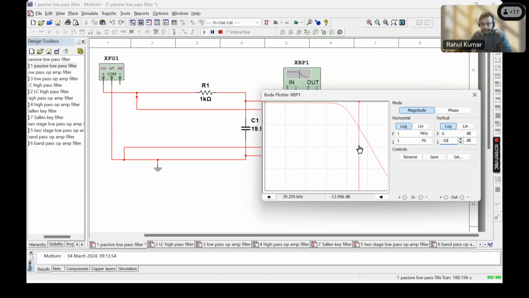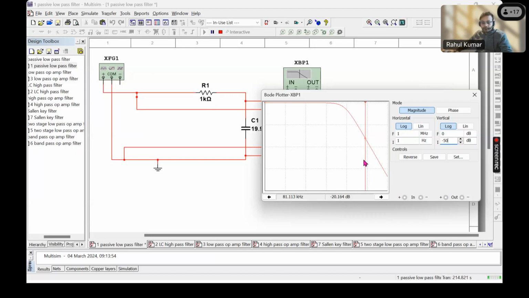If we drag it, it's minus 14, and then if we drag it to 80, it's about minus 20 dB. So from minus 14 to minus 20, that's a slope of around minus 6 dB per octave.